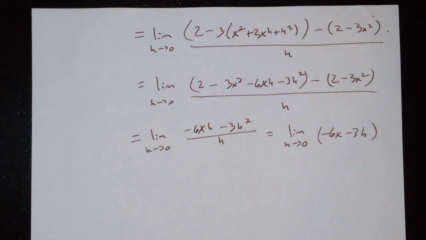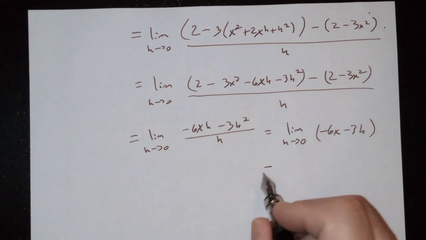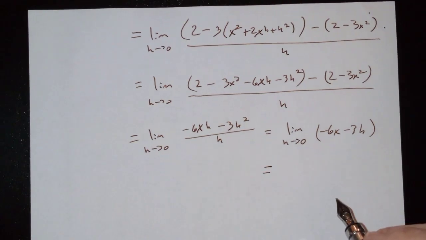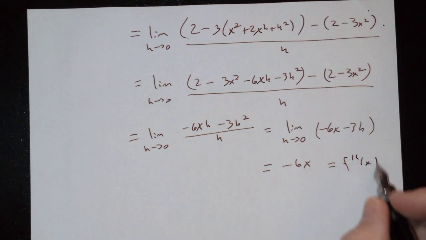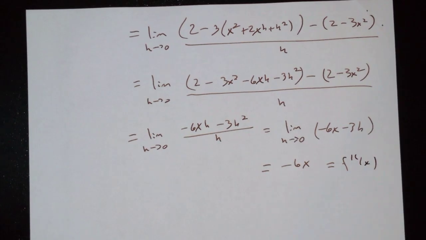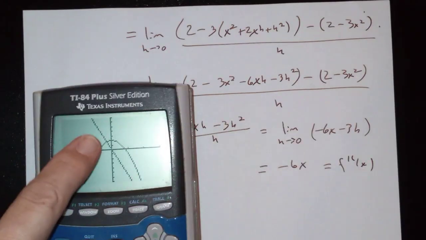What happens as h goes to 0? The 3h is gone. Poof. This is my second derivative. This is f double prime of x. It's the second derivative of the original equation. It's also the equation of a straight line, isn't it? And isn't that the graph of a straight line?